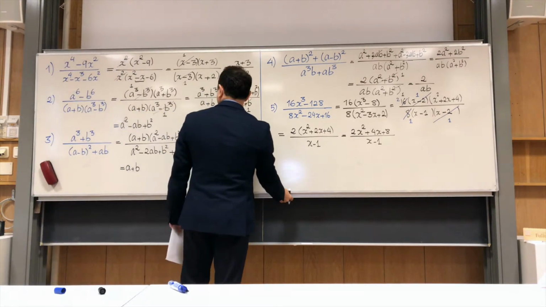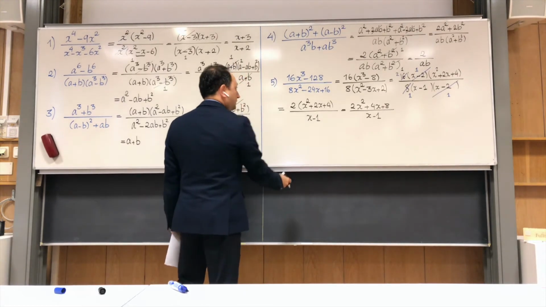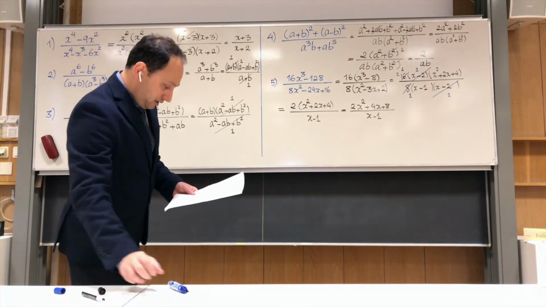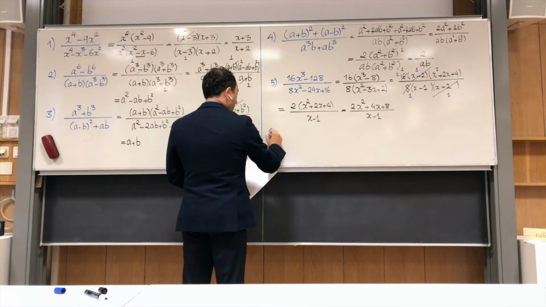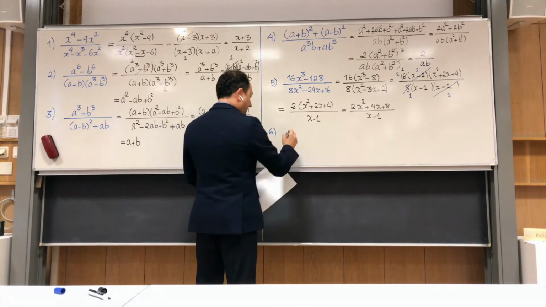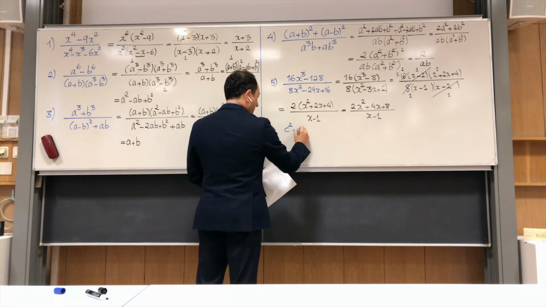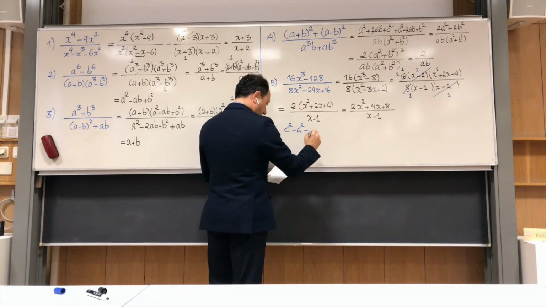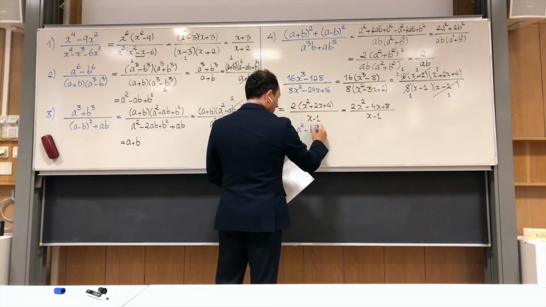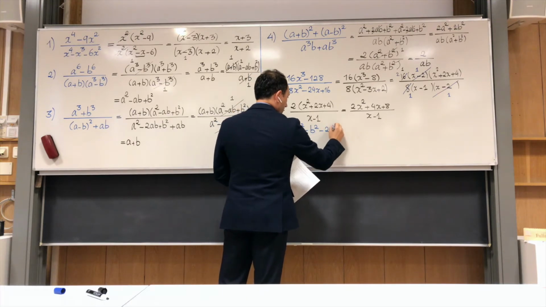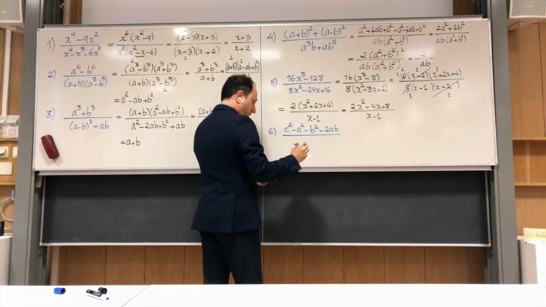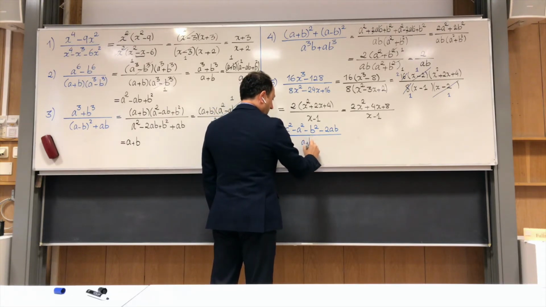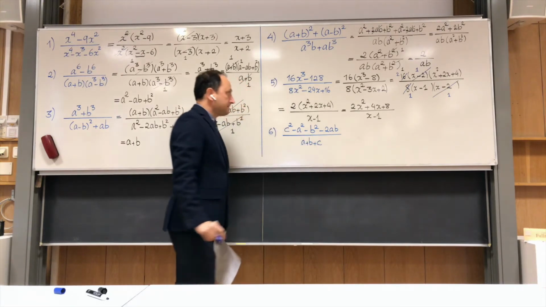Now, let me also solve problem number 6 here for you. I think I have enough space here. So number 6, my goal is to simplify c squared minus a squared minus b squared minus 2ab. And I want to divide this expression by a plus b plus c. Yes?